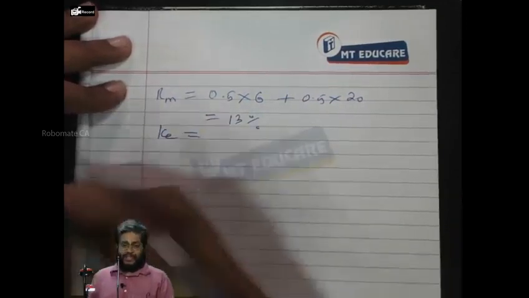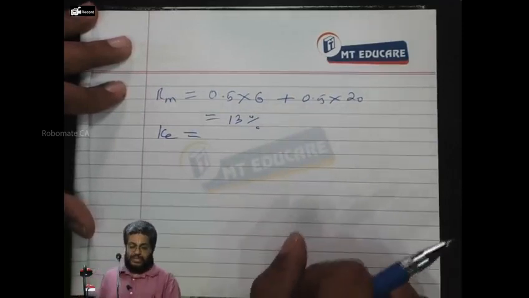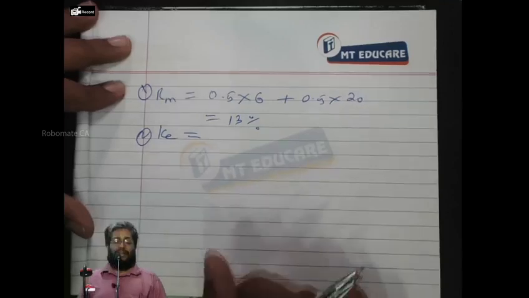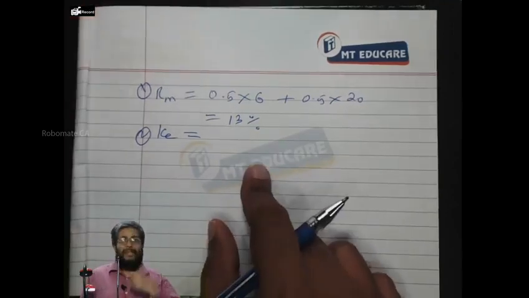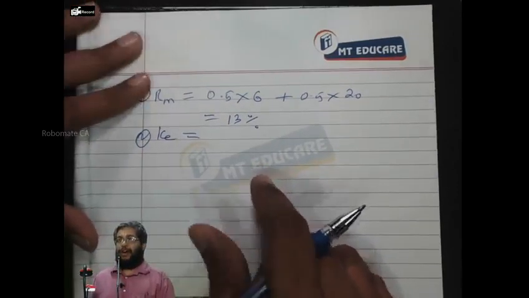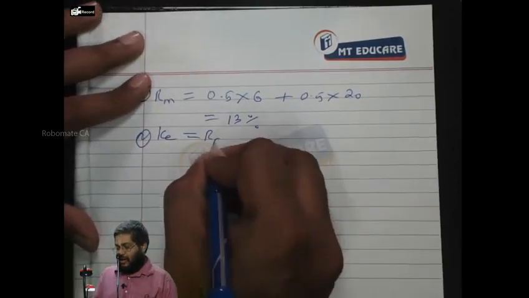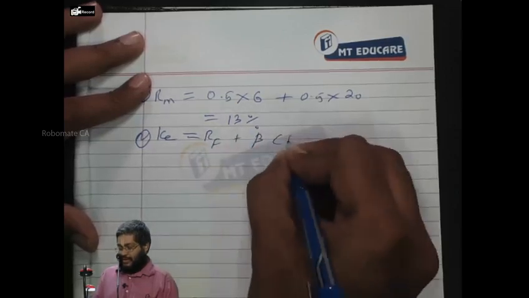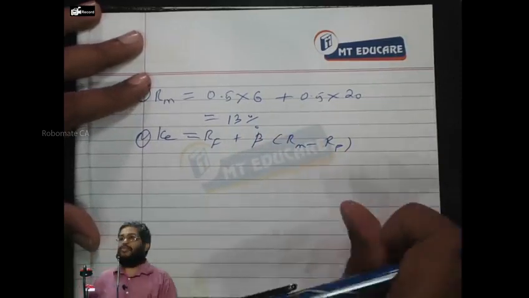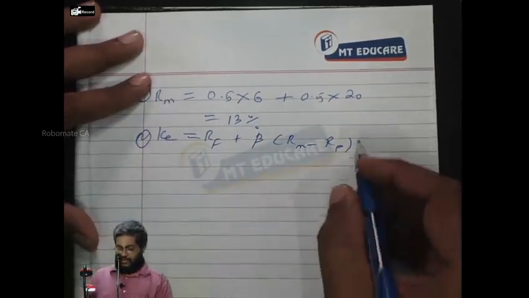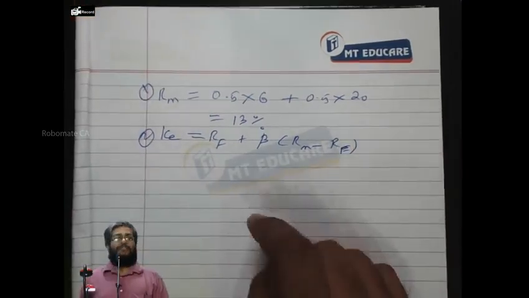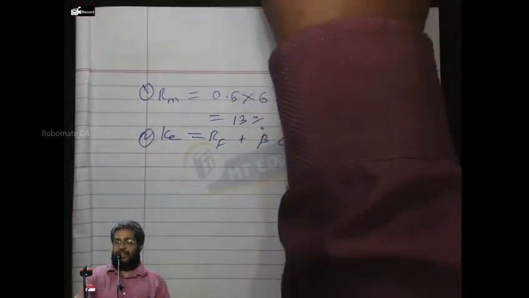Next, step 2, SML return. Formula: K is equal to Rf plus beta into Rm minus Rf. Can I proceed? Now we have to find out K for two shares, aggressive and then defensive. Write down.